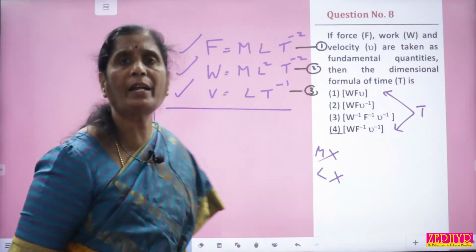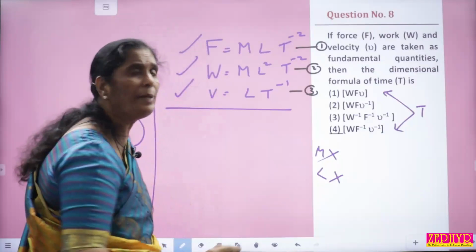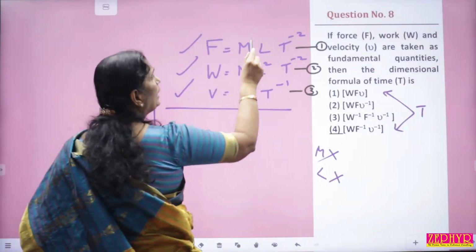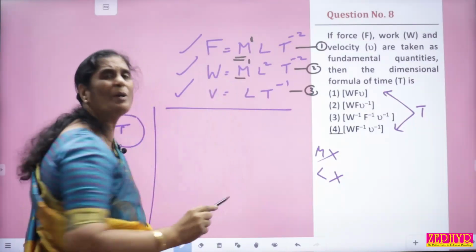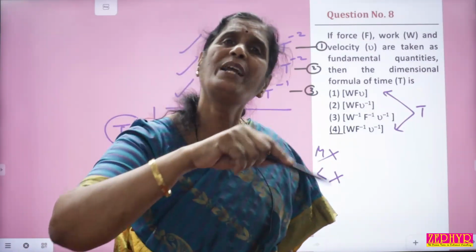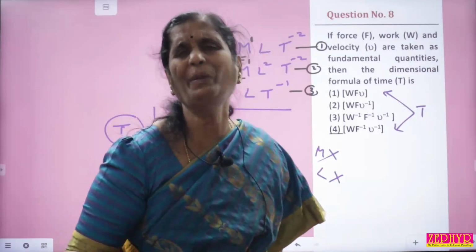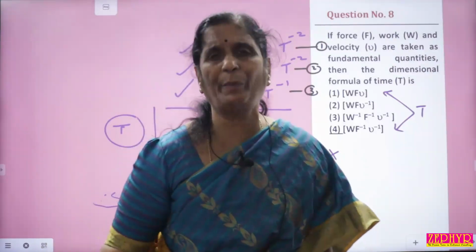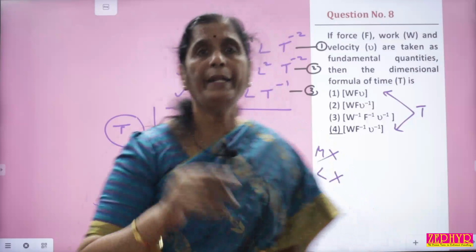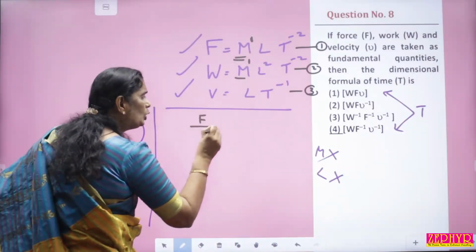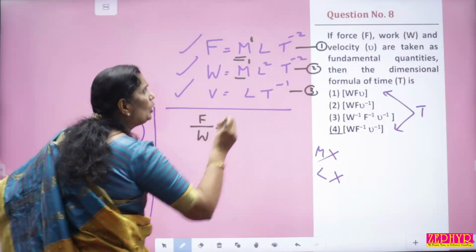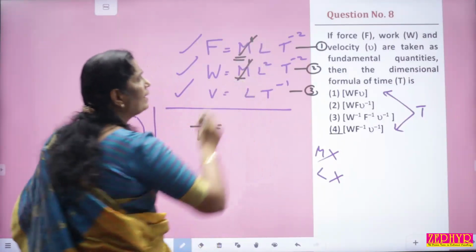ഫസ്റ്റ് നമുക്ക് M ടാർഗറ്റ് ആയിട്ട് M എലിമിനേറ്റ് ചെയ്യാം. എങ്ങനെ M എലിമിനേറ്റ് ചെയ്യാം? കുട്ടി നോക്ക്, ഇവിടെ M ഉണ്ടല്ലോ, ഇവിടെ M ഉണ്ടല്ലോ. F ൽ M ഉണ്ട്, W യിൽ M ഉണ്ട്, നമുക്ക് ഈ M വേണ്ട. അപ്പോൾ M എലിമിനേറ്റ് ചെയ്യണം. എങ്ങനെ പറ? യെസ്, വെരി ഗുഡ്. ഡിവൈഡ് ചെയ്താൽ മതി. ഓക്കെ, സോ ഡിവൈഡ് 1 with 2, F by W is equal to this M gets cancelled.